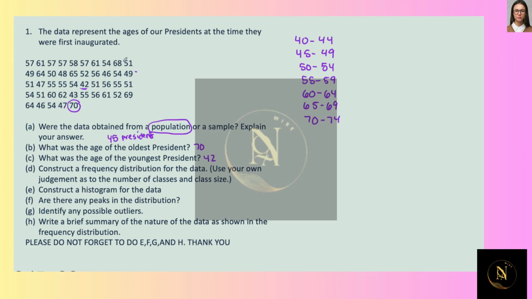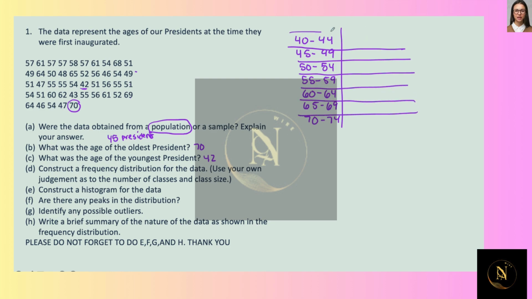So 40 to 44, I have a 42. Let me do this. And frequency, one of those. And then I have a 57. 1, 2, 3, 4 57s. And then I have a 61, and I have a 58, and then another 61. A 54. A 68. And a 51. Then I have a 49.